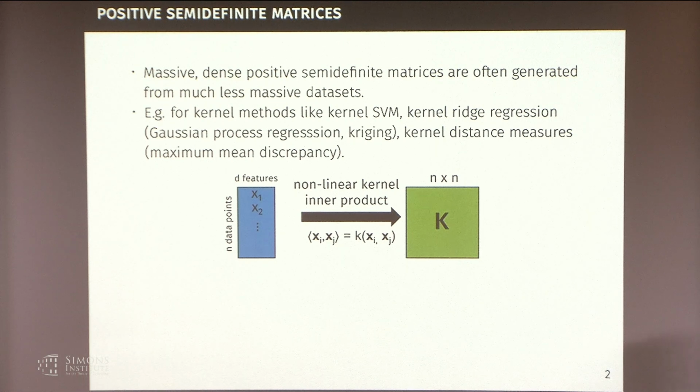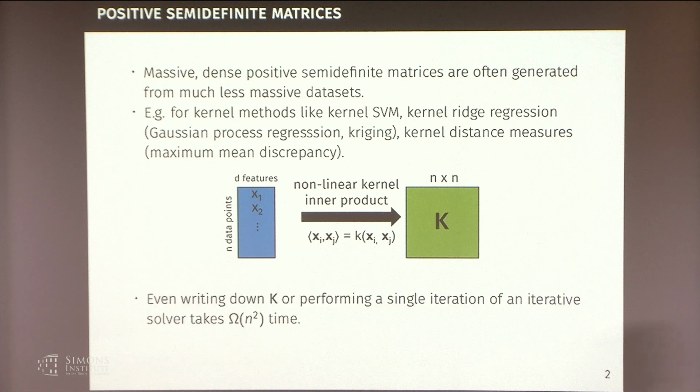Once I have done this transformation, a lot of these problems, like kernel ridge regression and Gaussian process regression, reduce to basic linear algebraic computations on K. The problem is that K can be really huge. If I even want to write down K, or perform a single iteration of a linear system solve, if I just want to multiply by a vector, I'm suddenly paying roughly n squared time, where n was my original number of data points.